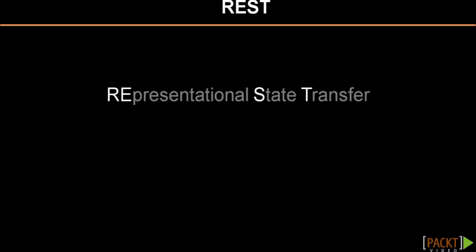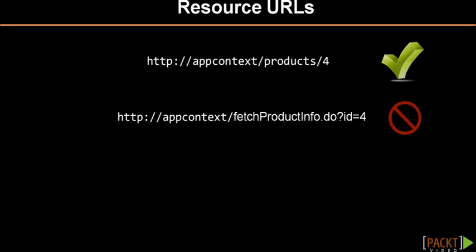There are some important characteristics of RESTful web services. The first important characteristic is the usage of resource URLs. You've already seen this in action when we wrote the Spring MVC chocolate store. For example, the URL for product with ID 4 is /products/4, not something like fetch product info.do ID equals 4, for example.